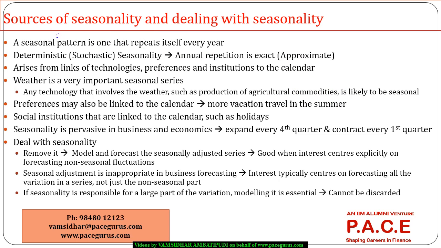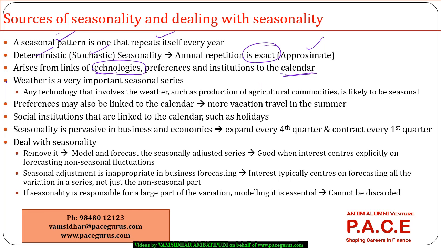Now, when we are talking about a seasonal pattern, conceptually it is a pattern that repeats every year. If the annual repetition is exact, we call it deterministic seasonality. And if the annual repetition is approximate and has some kind of fluctuations, we call it stochastic seasonality. But whatever it is, the seasonality arises from linking technology to the calendar.